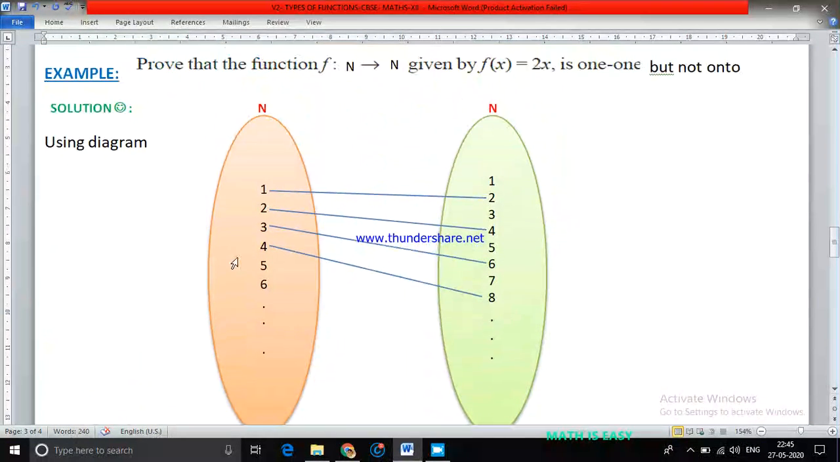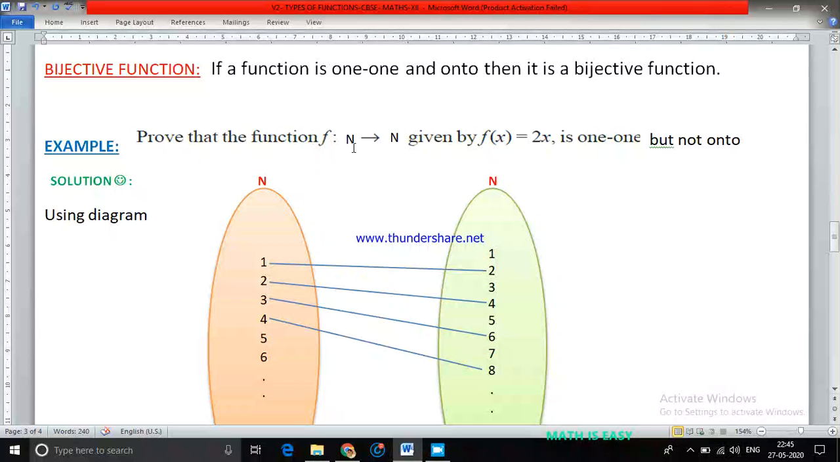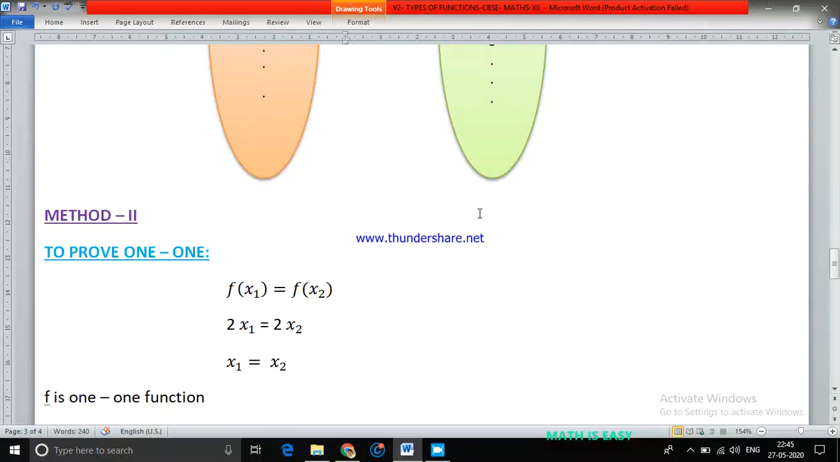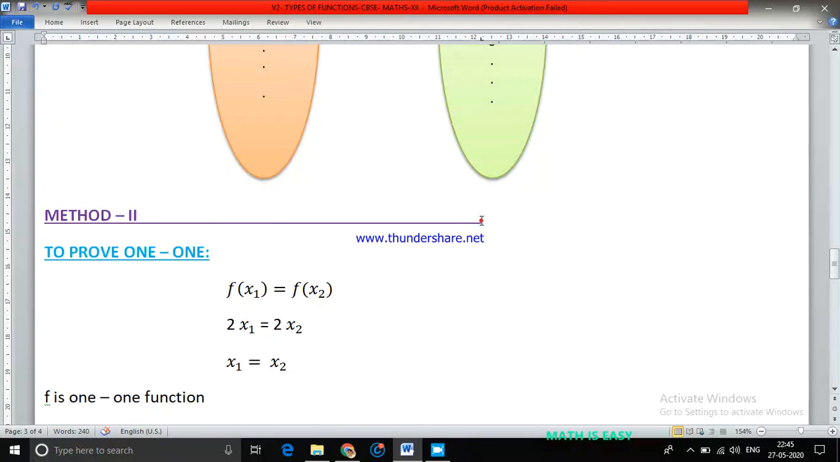But now let me discuss the same question. If it is from real numbers to real numbers instead of N to N, let me write here. What I define is f is a function from R to R, real numbers to real numbers. The same question I am solving, and let me write f of x equals 2x. Am I right? But here I change the domain and range. Now what happens?